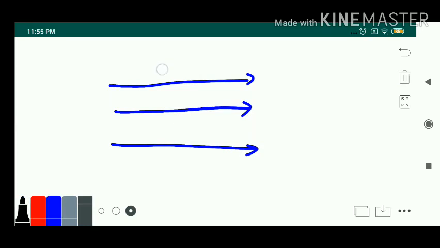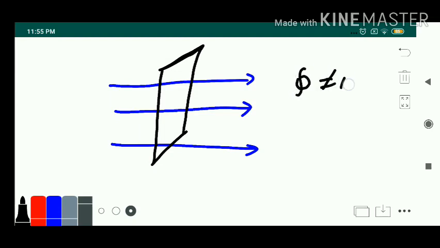Similarly, if these are the magnetic field lines and I have a coil arranged in this way, the plane is obstructing the field lines. That means now phi is not equal to 0, right? This much should be understood, guys.